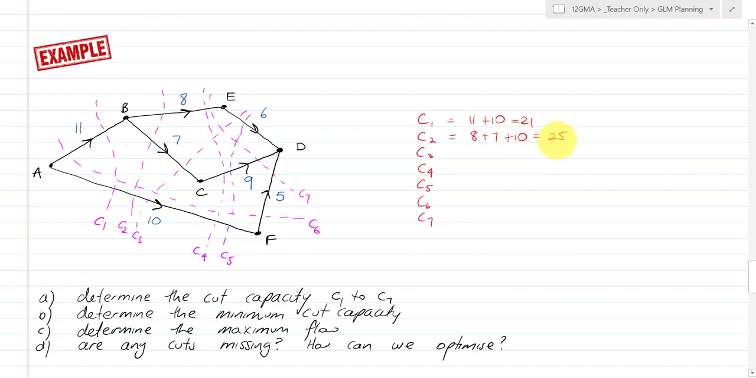C3 has a cut capacity of 6 plus 7 plus 10, which is 23. C4 has a cut capacity of 8 plus 9 plus 10, which is 27. C5 has a cut capacity of 6 plus 9 plus 10, which is 25. C6 has a cut capacity of 11 plus 5, which is 16, and C7 has a cut capacity of 8 plus 9 plus 5, which is 22.